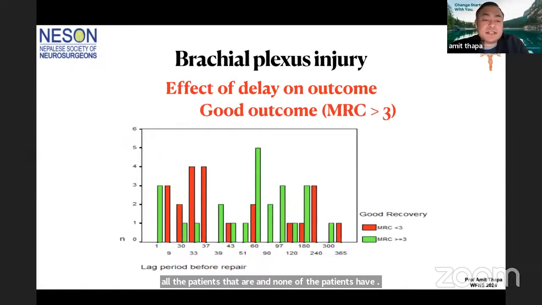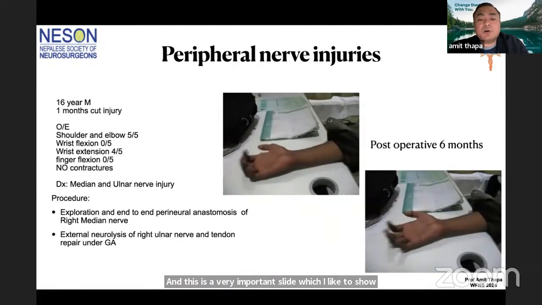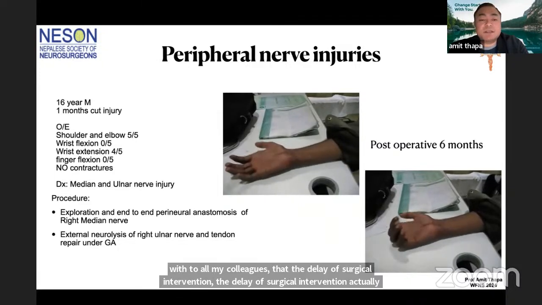And this is a very important slide which I like to show to all my colleagues. The delay of surgical intervention actually affects the outcome. Hence, it is very important to act in a timely manner in these patients.